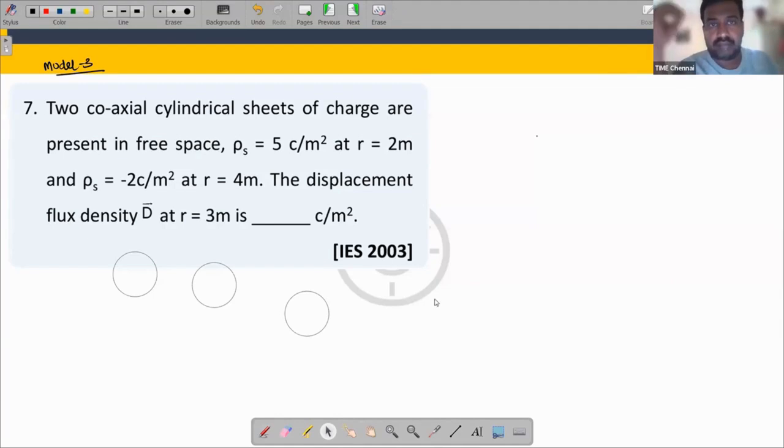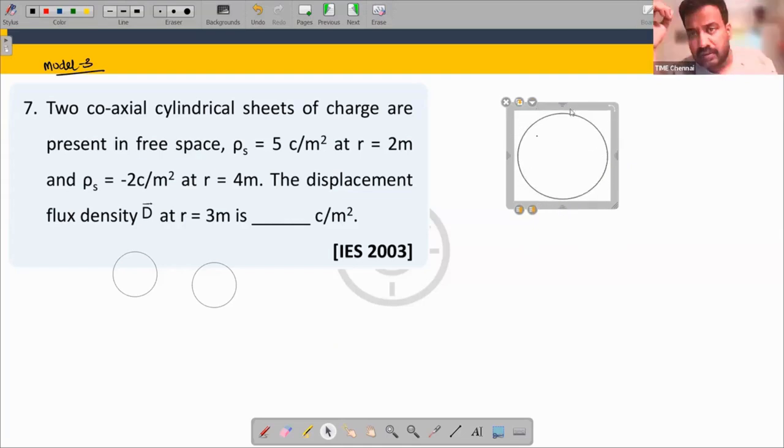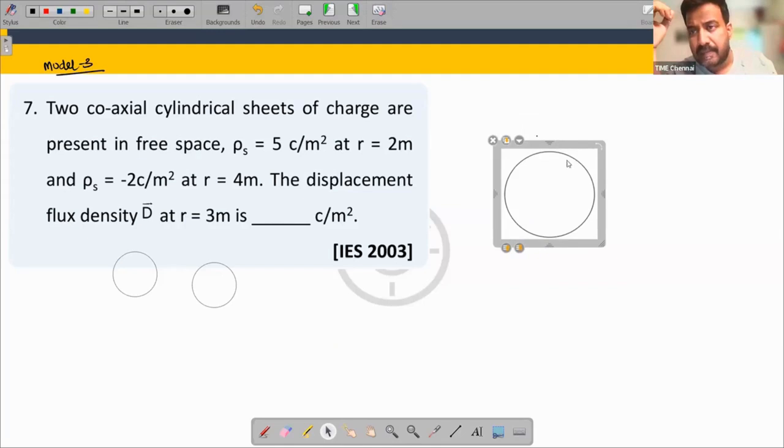Someone please confirm, is the audio and video clear? Screen shared? Yeah. Okay, thank you.